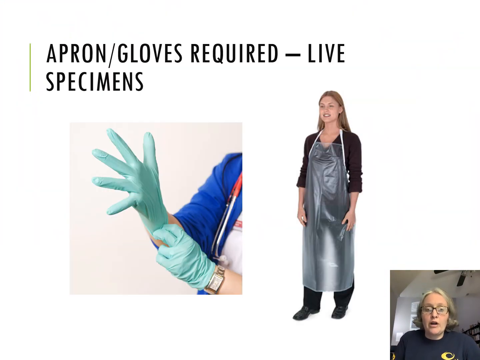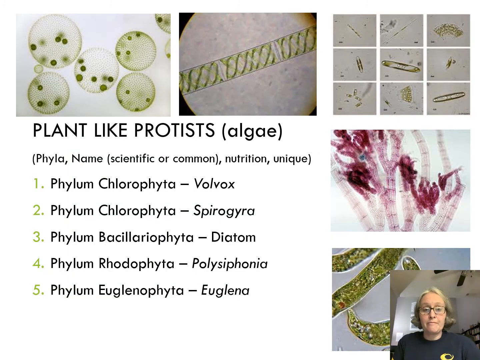You do require apron and gloves today. We are using live specimens, so please do be safe. We are looking at 5 different plant-like protists. For each of these, you should be able to identify the phyla name and then its name. Volvox, Spirogyra, Polysiphonia, and Euglena are scientific names. Diatoms is a common name. For each of these, you should understand how they obtain their nutrients. All of these are photosynthetic because they are plant-like.